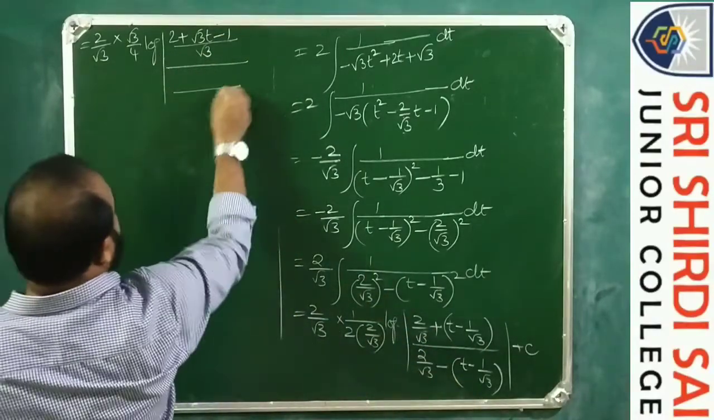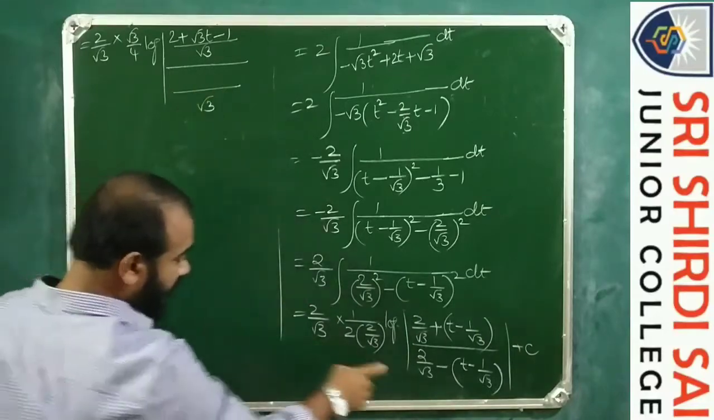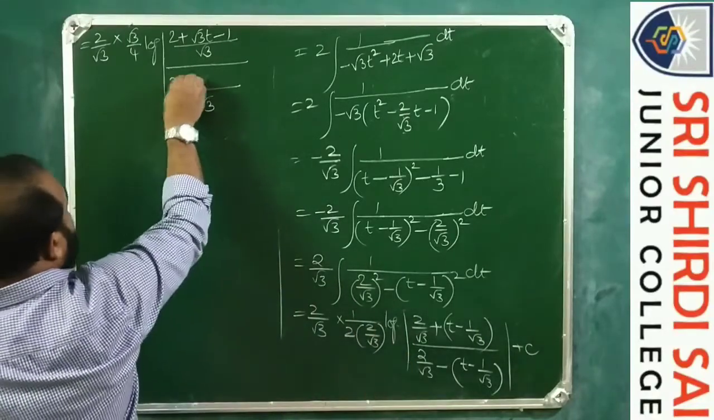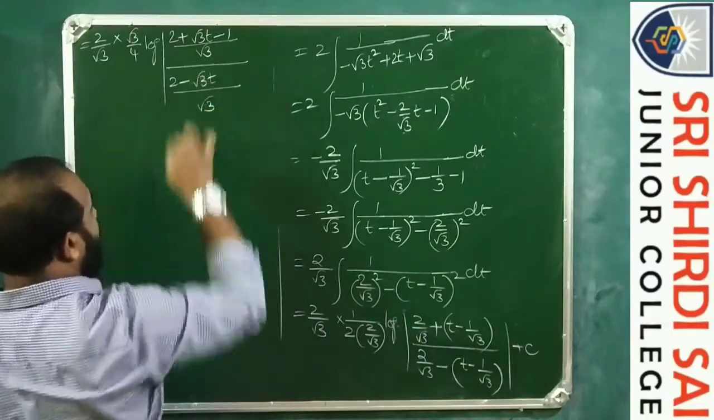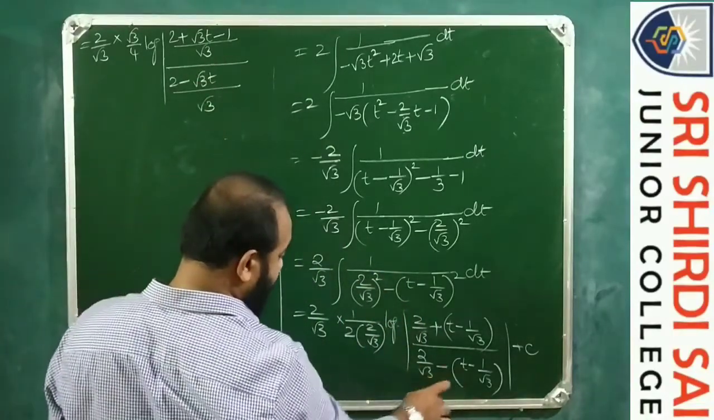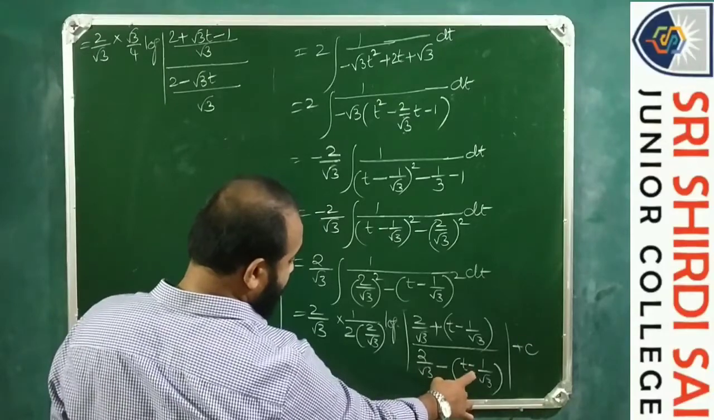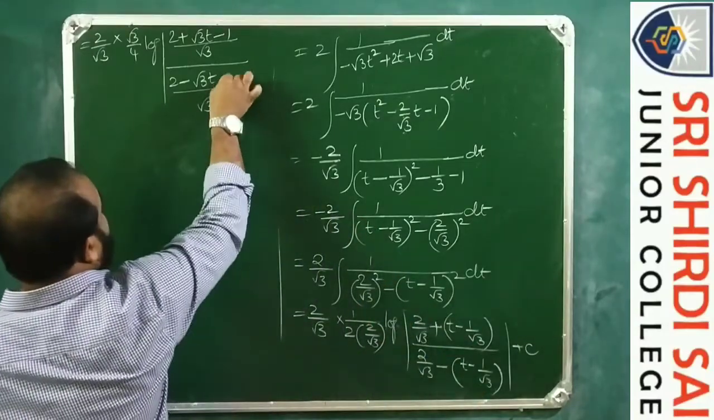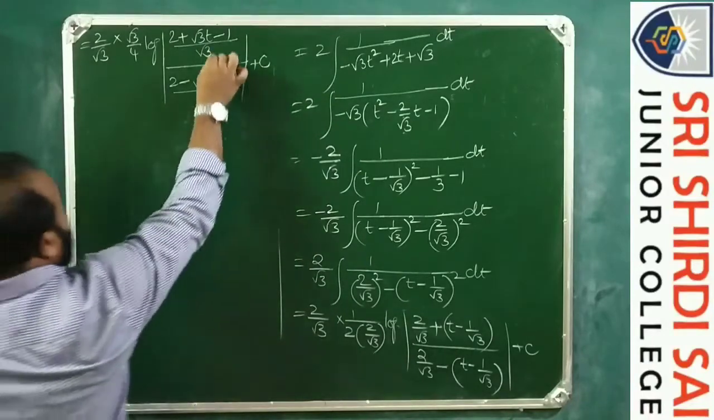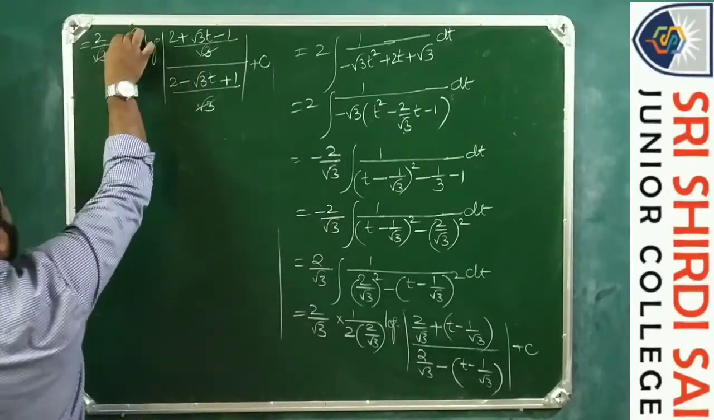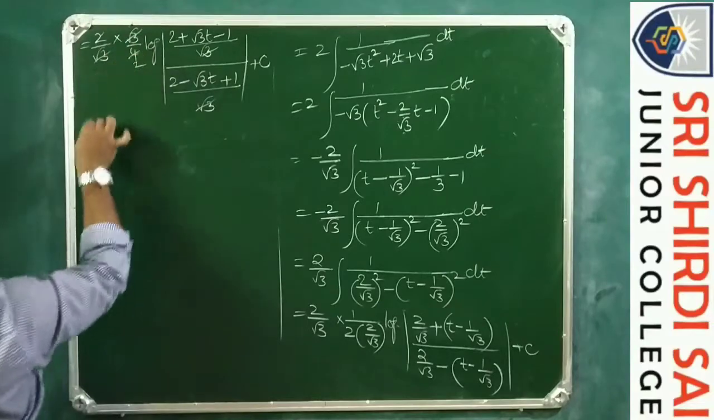root 3 is the LCM, this is 2 minus root 3t, minus into minus plus 1, plus constant of integration c. So root 3 gets cancelled, root 3 gets cancelled 2 times.